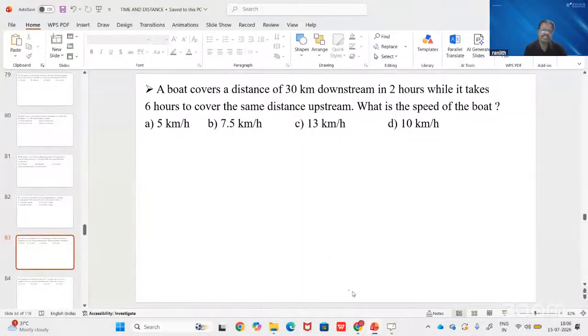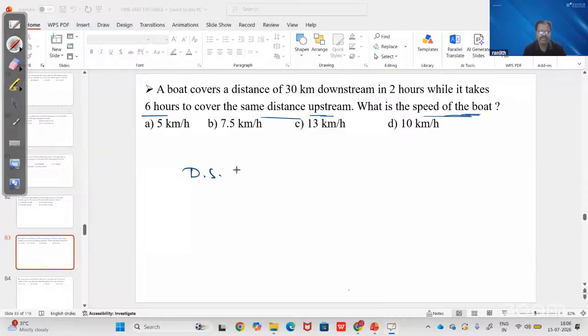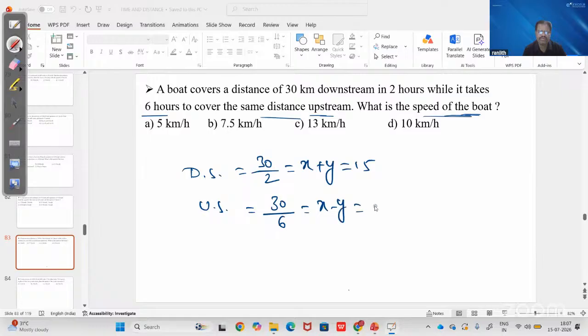A boat covers a distance of 30 kilometers downstream in 2 hours, while it takes 6 hours to cover the same distance upstream. What is the speed of the boat? Downstream equal to 30 by 2, downstream is nothing but the sum of the values x plus y equal to 15, whereas upstream is the same distance in 6 hours, and upstream is taking more time when compared to downstream, 30 by 6. So that is x minus y equal to 5.